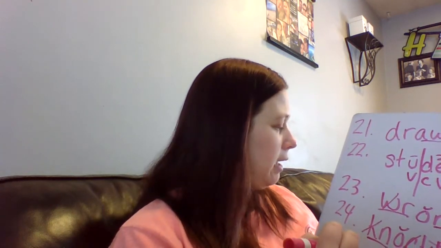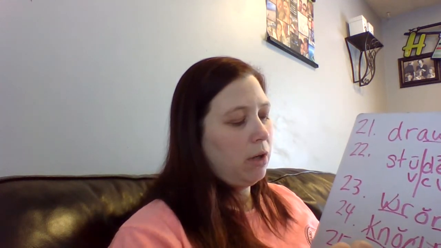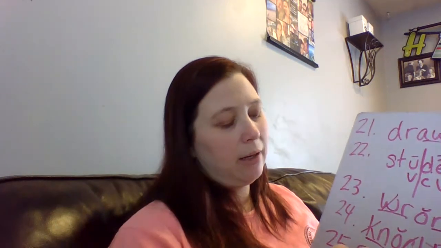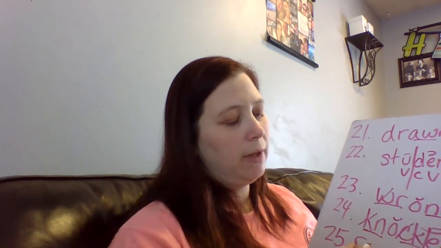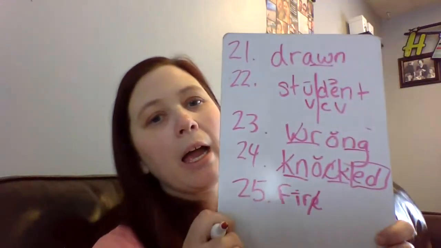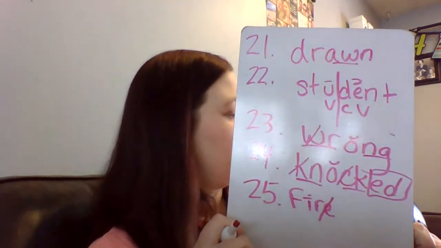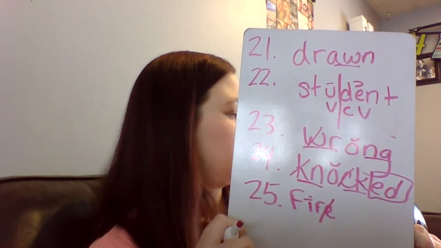And 25, fire. Here we just have a vowel, I, consonant, E pattern. We're going to cross off the E, put a macron on the I, and then you're going to draw your line over to the picture that matches.